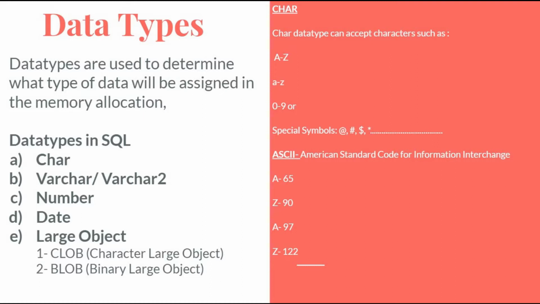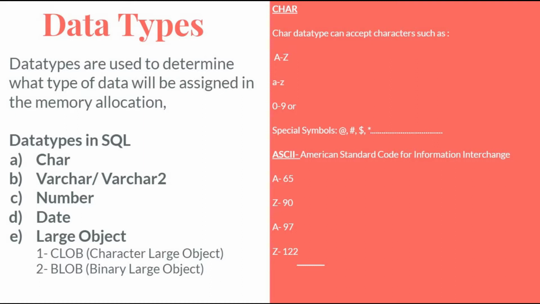Let me first explain char. Char is also known as character. The char data type can accept characters. If you want to store a character in a cell, you have to use char. Including char, there are A to Z, small a to z, numbers 0 to 9, and you can also store special characters like asterisk, hashtag, dollar, and so on.